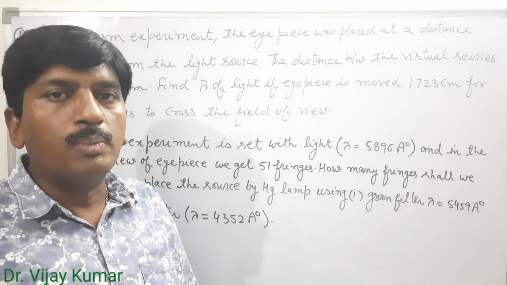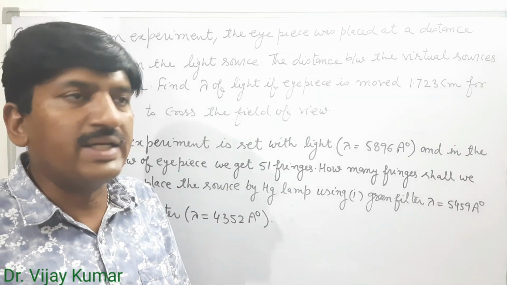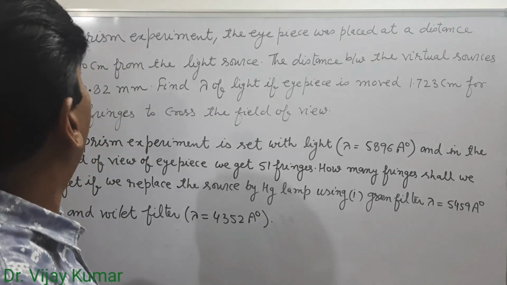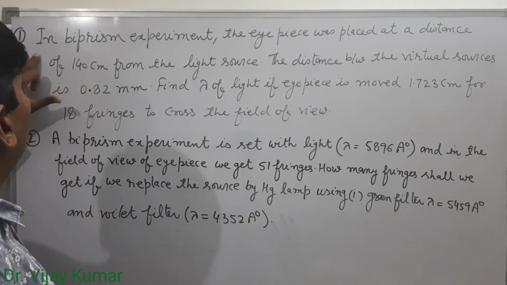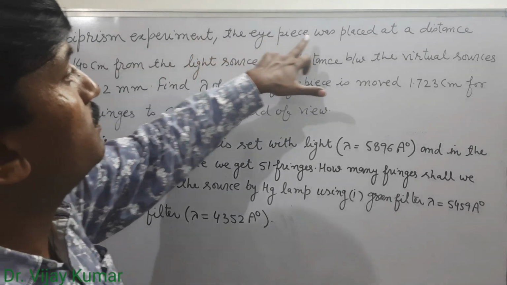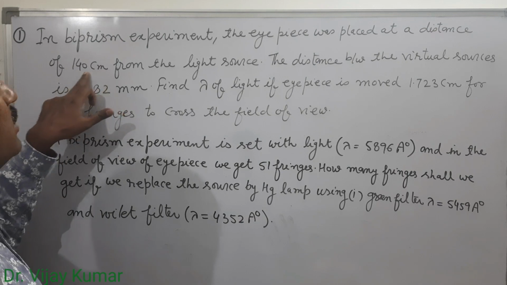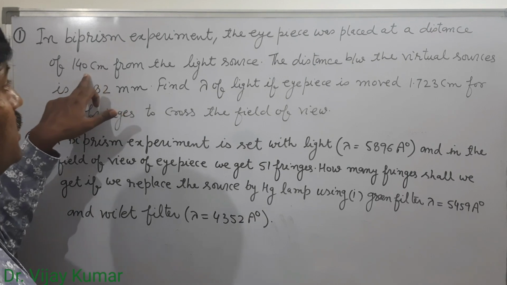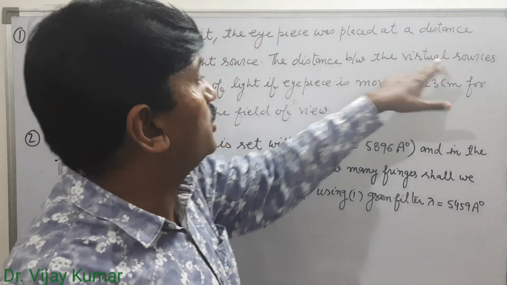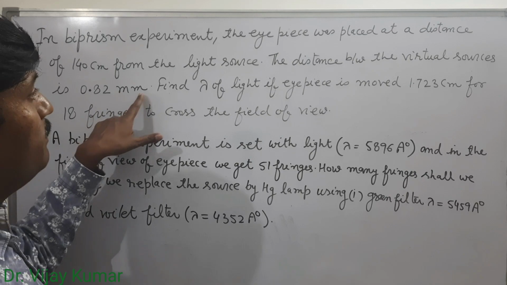After solving two problems, I will give you three problems as an assignment, and you have to solve these three problems. The first problem for the assignment: in the Biprism experiment, the eyepiece was placed at a distance of 140 centimeter. It should be capital D from the light source. The distance between the virtual sources is 0.82, it should be small d.